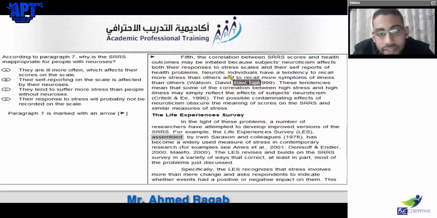Here he said neurotic individuals have a tendency to recall more stress than others, and recall more symptoms of illness. So they are ill more often, which affects their scale. These tendencies mean that some of the correlation between high stress and high illness may simply reflect an effect of subject neuroticism, a possible concomitant effect on the observed scores.